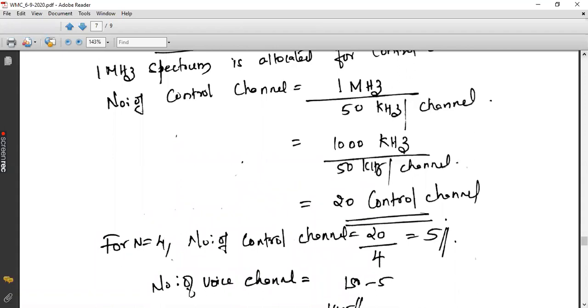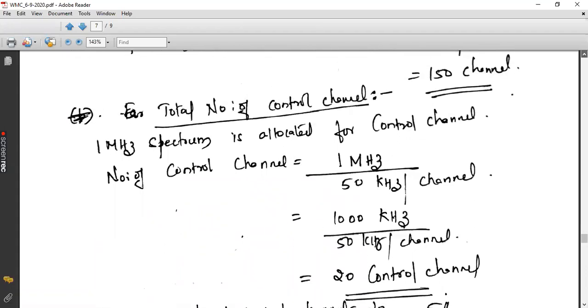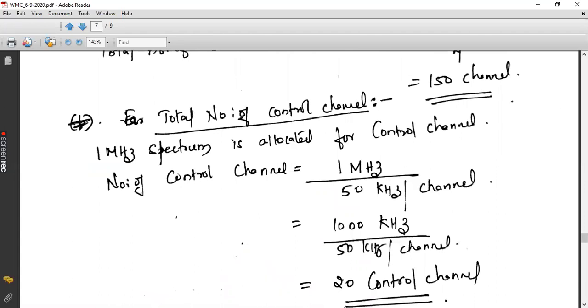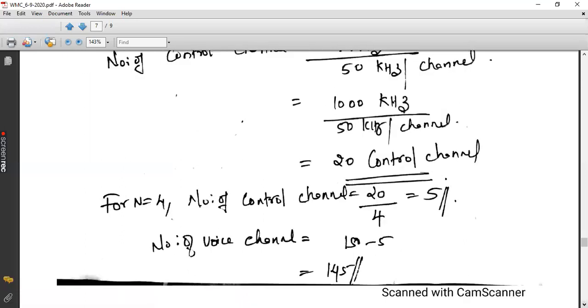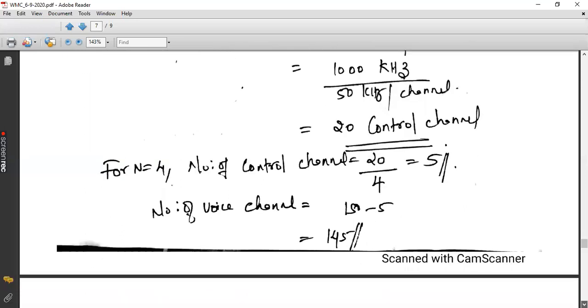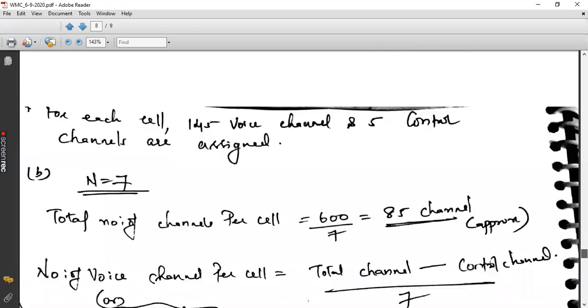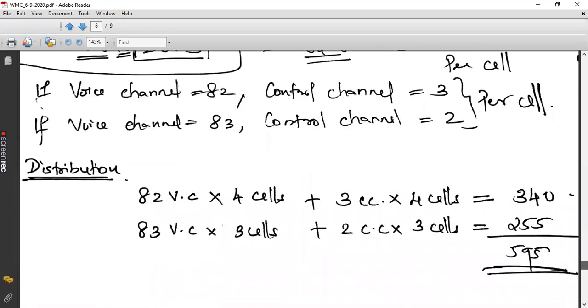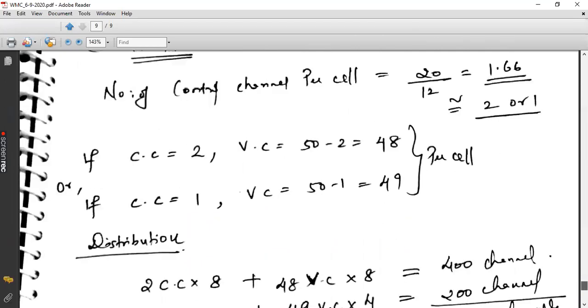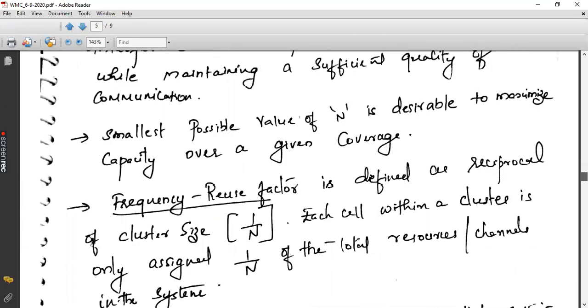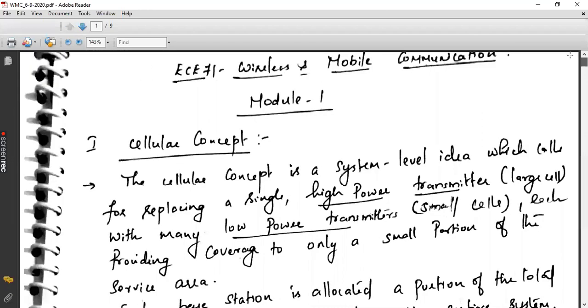But already we have 150 channels for one cell. So out of this 150 channels, 5 will be treated as control channels. The remaining 150 minus 5, that is 145, will be treated as voice channels. Similarly, you have to go through the n equal to 7 case and the n equal to 12 case. If any doubts, you can ask me in the classroom. I will share this PDF in the classroom along with today's video recordings. Is it clear? Is the problem clear for you?